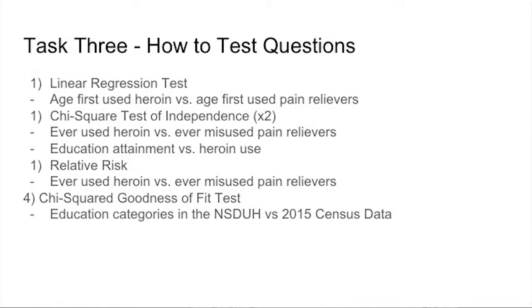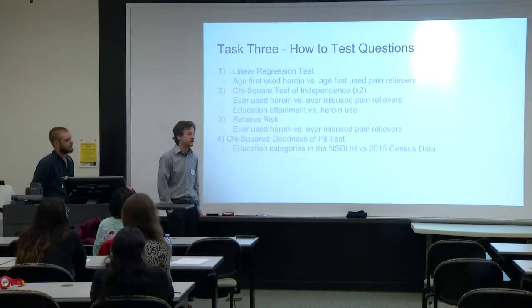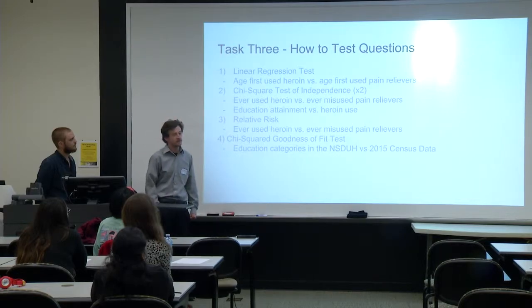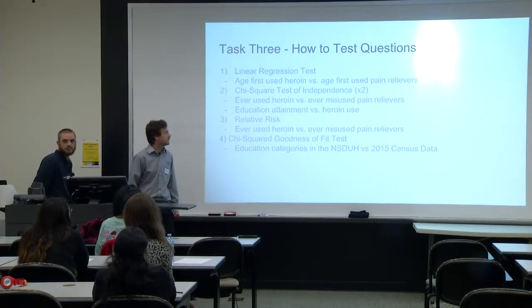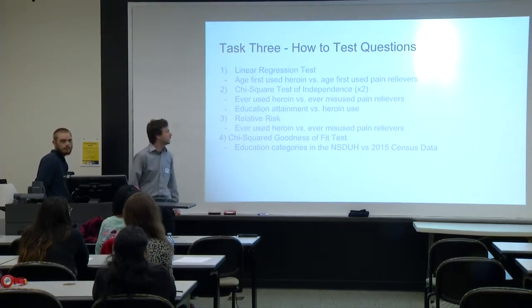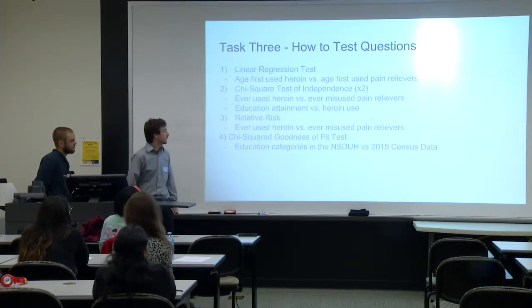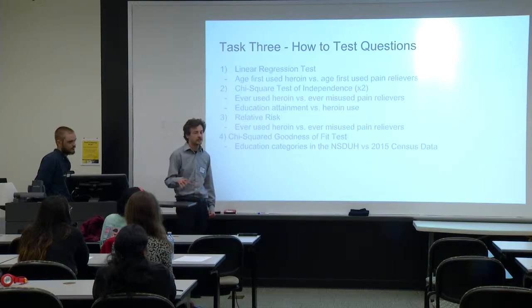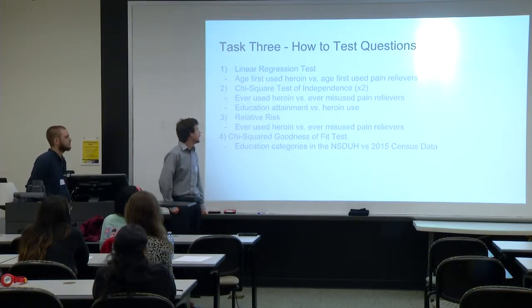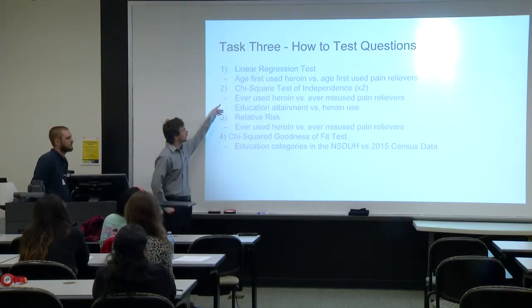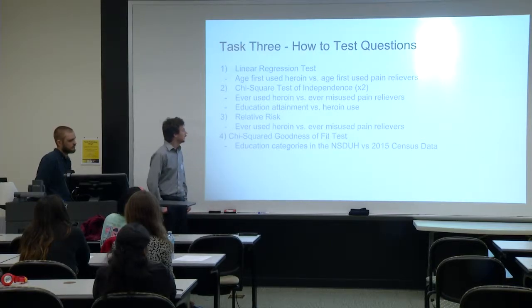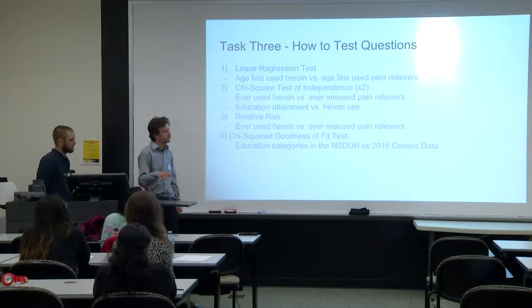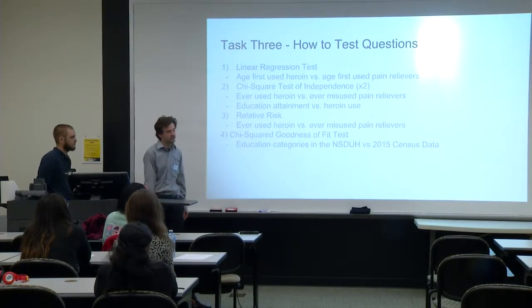So we used a few methods to test our questions, including a linear regression test. And this test told us that there is a relationship between the two ages of first using heroin or misusing pain relievers. We ran two chi-square tests of independence. One was for ever using heroin and ever misusing pain relievers. The other one was for looking at the educational attainment and ever using heroin. We also ran a relative risk to learn more about the relationship between ever using heroin and ever misusing pain relievers. And then we did the chi-square goodness of fit test to compare the two data sets, specifically for the education categories.